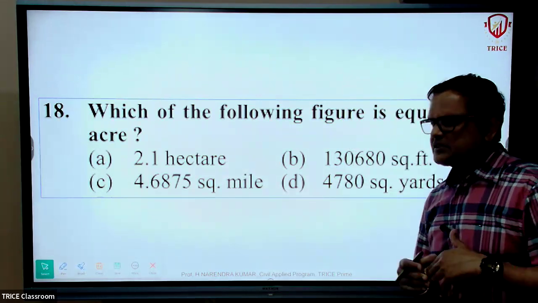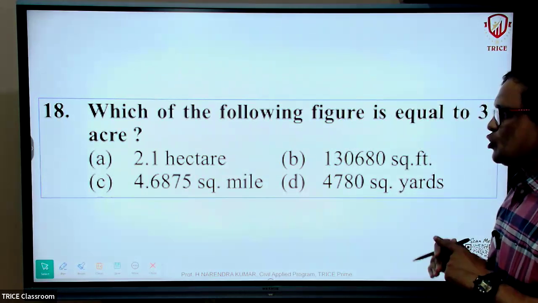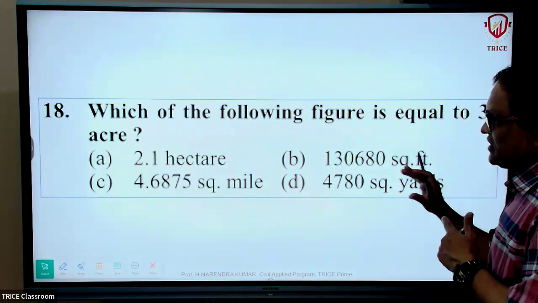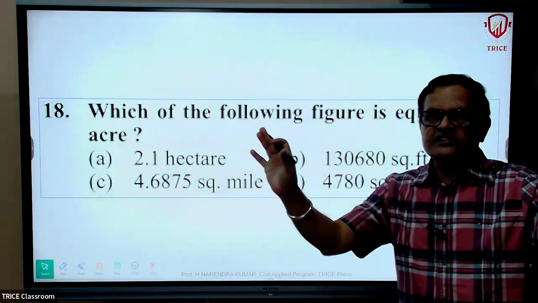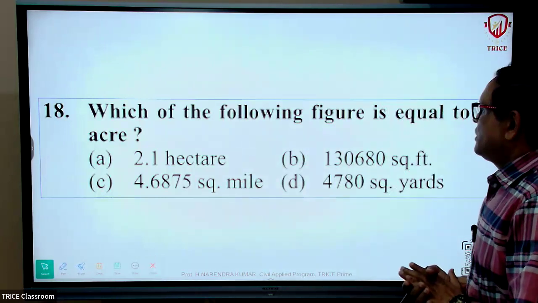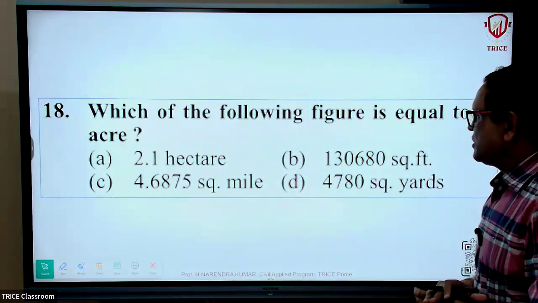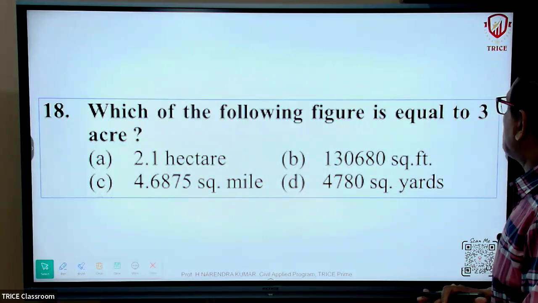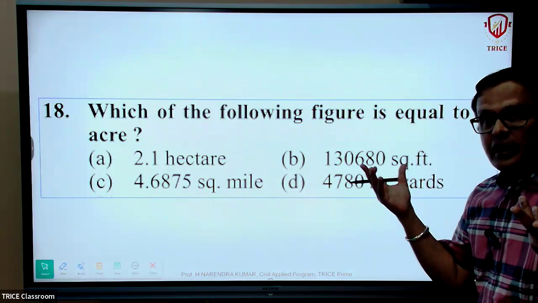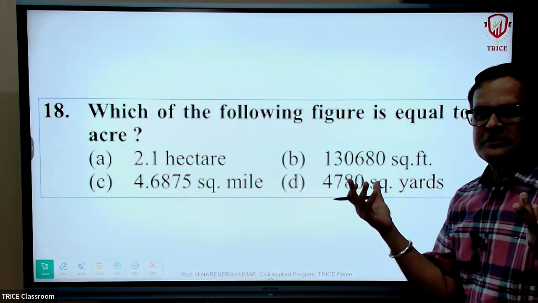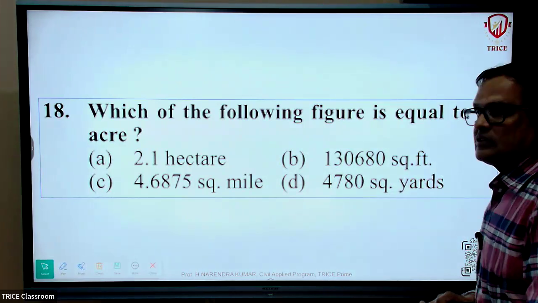What is 1 hectare? Approximately, not exactly, once again I say approximately, it is 2.5 acres. So 2.1 hectare is greater than 3 acres. So directly I can eliminate this. 2.1 hectare is not the correct answer. Straight away I can give the reason. B, maybe, I need to work out. So 4.6875 square mile. I don't think that will be the answer, because 3 acre will not create a square mile of 4.68. Not possible, right? And 4780 square yard, I don't know. I need to work out.